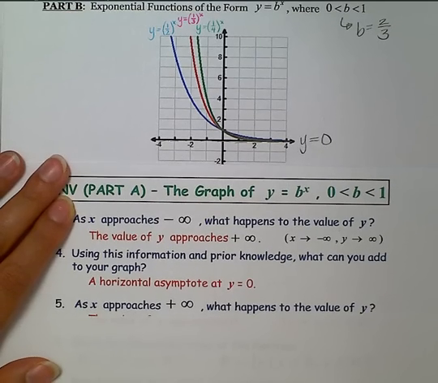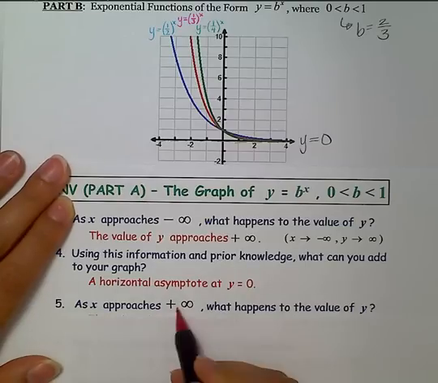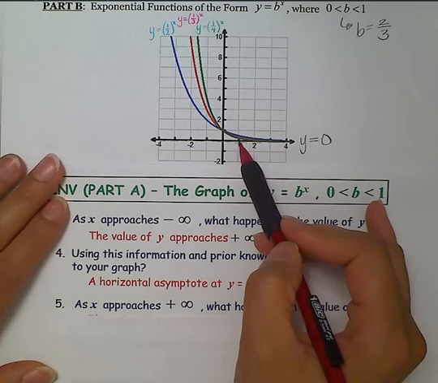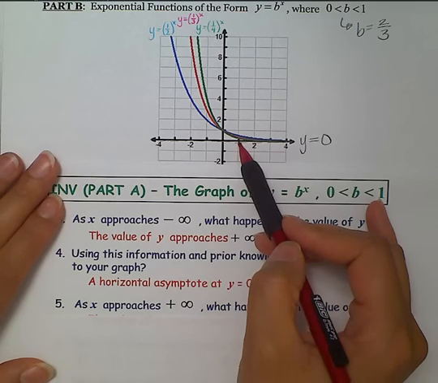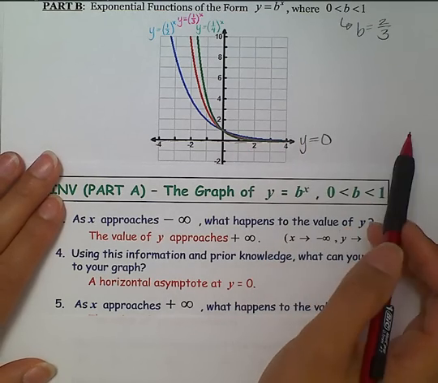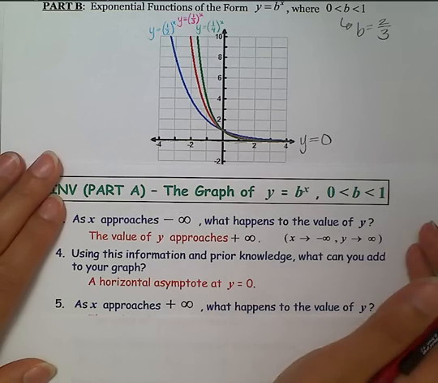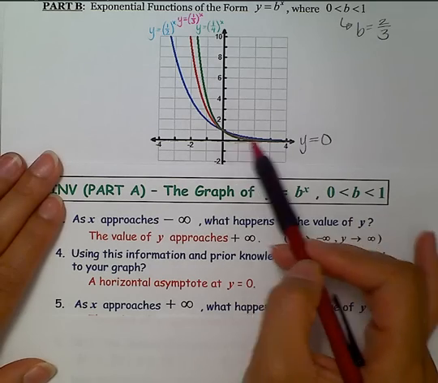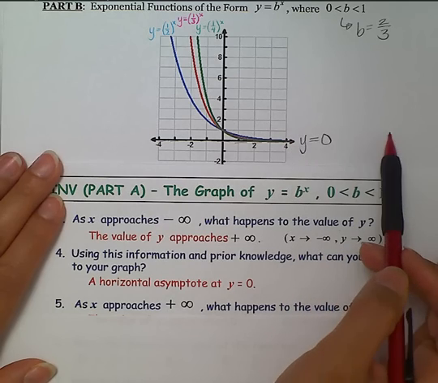The next question says, as x approaches positive infinity, what happens to the value of y? So, as x becomes larger numbers, what's happening to the value of the function? So, if we think about what's happening as x is getting bigger, we're going from x equal to 1, to 2, to 3, to 4, to 100 eventually, 1,000, etc. What ends up happening is that the value of the function seems to be getting smaller and smaller and smaller, and it starts to approach y equal to 0.